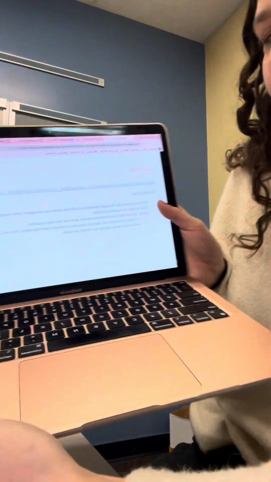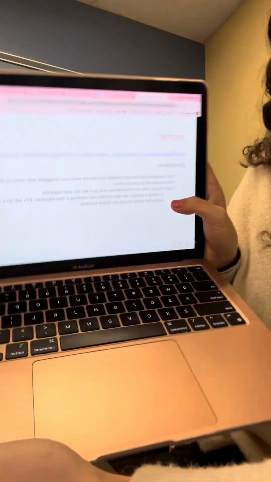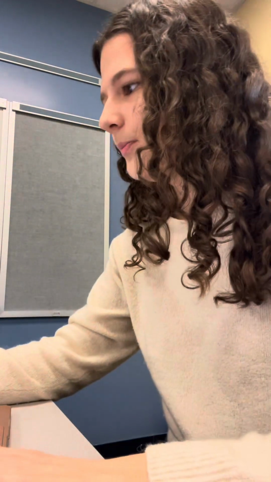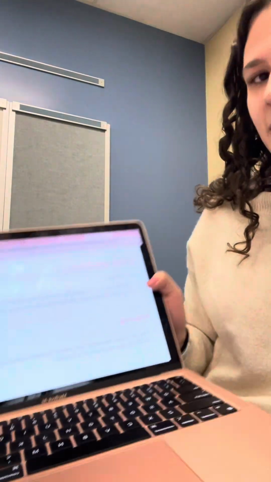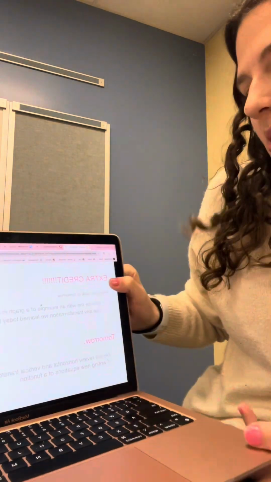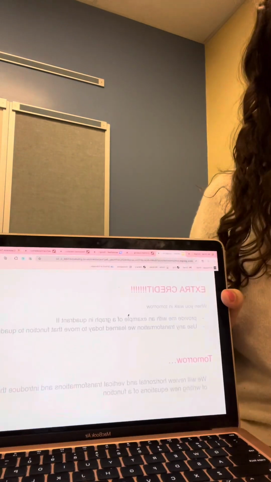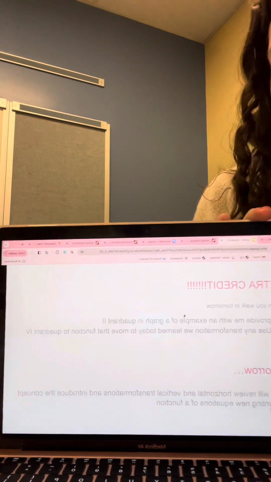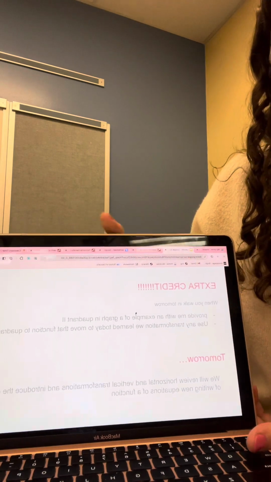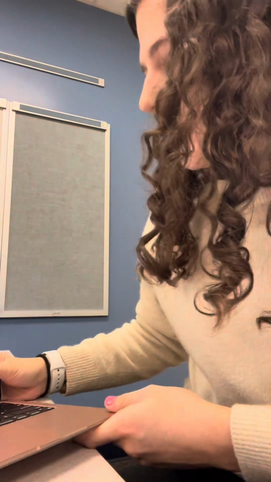So as they're doing that, I'll just have the directions on the board, again with a disclaimer that we haven't learned that, but it's just for me to see. After we finish that, I will start discussing what our extra credit opportunity is. So if students come in tomorrow and give me an example of a graph in quadrant 2, and then do any type of transformation we learned that day to change it to quadrant 4, they can get extra credit.